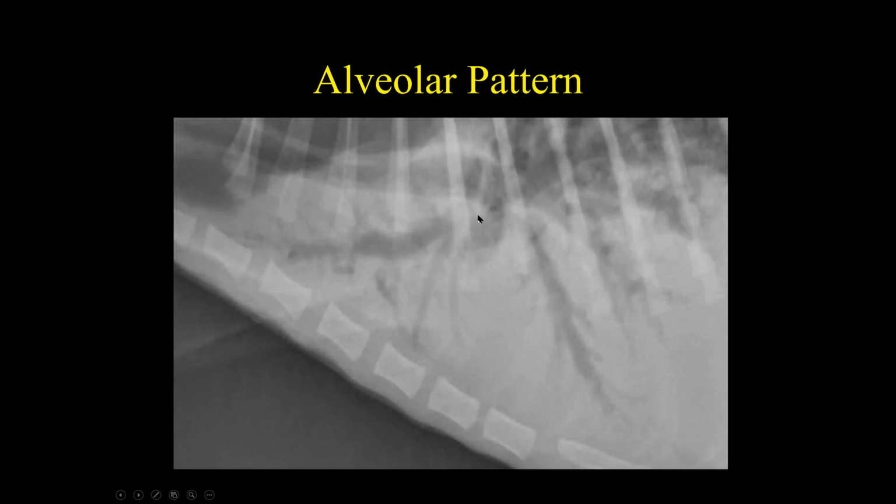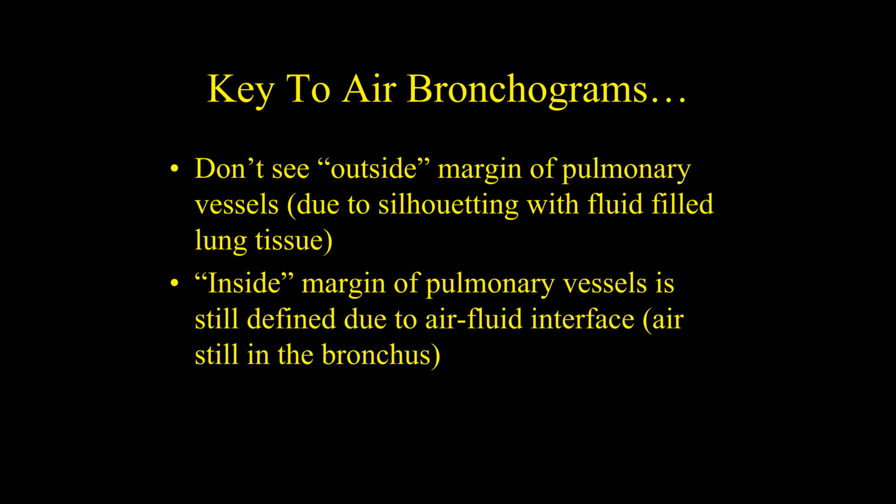So here's just a close-up, and we can see here's our bronchus. We can see the little secondary branches coming off the bronchus right in here. You can see them kind of branching off the bronchus. But again, the key to an alveolar pattern or an air bronchogram is I can see the inside margin of the artery bronchial interface, but I don't see the outside margin of that vessel. So there's what we said. The key: you don't see the outside margin of the pulmonary vessels due to silhouetting with fluid in the lung tissue with the vessel itself. The inside margin you still see because you still have a fluid air interface, not a fluid interface.